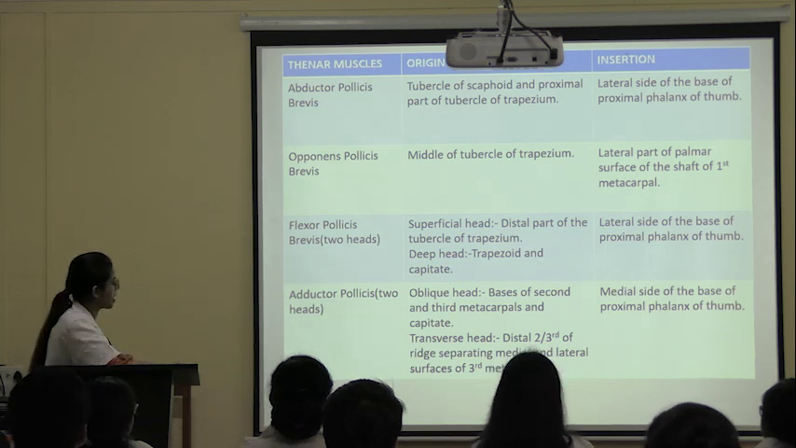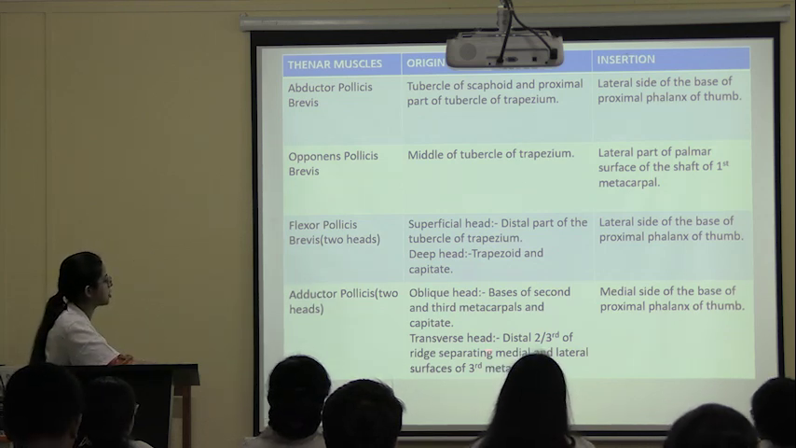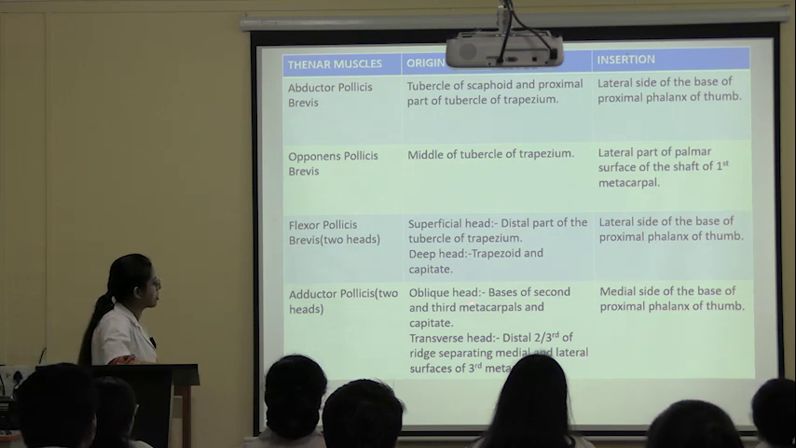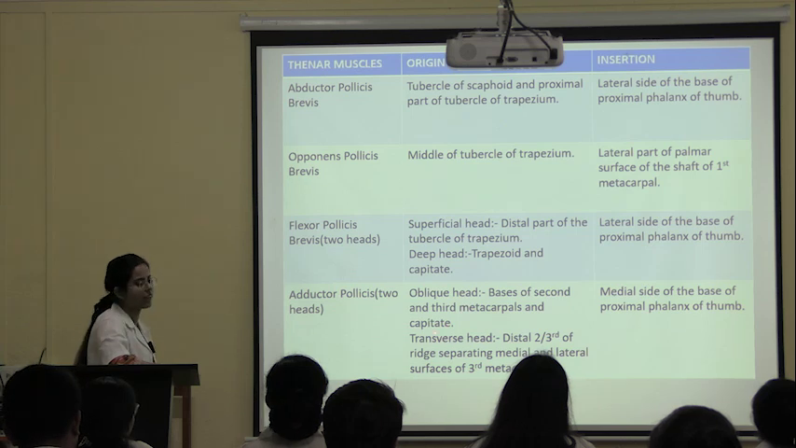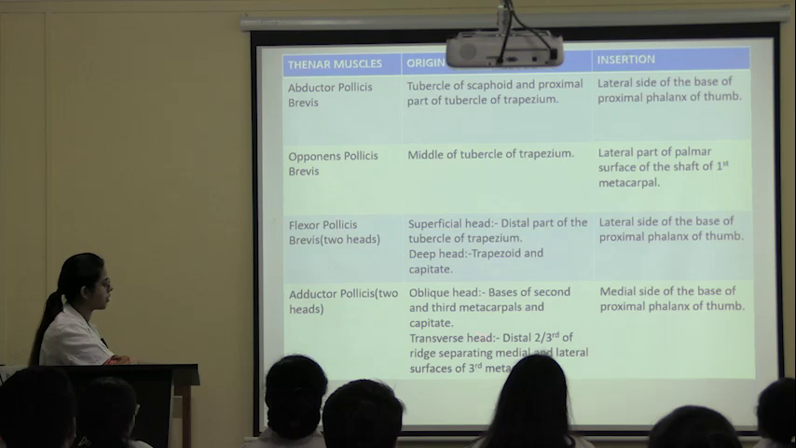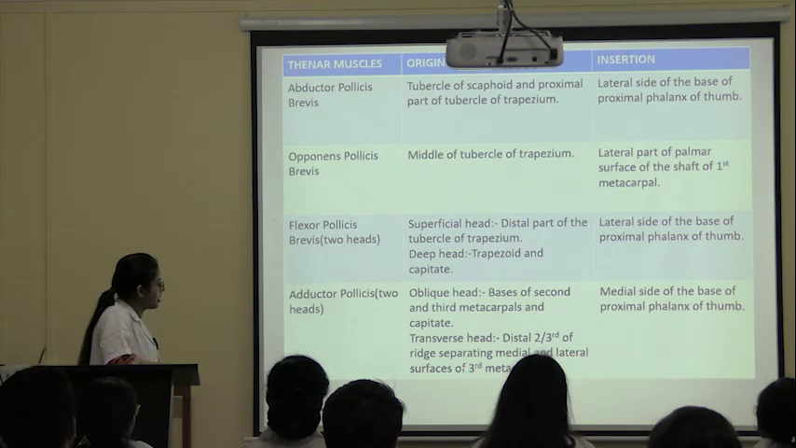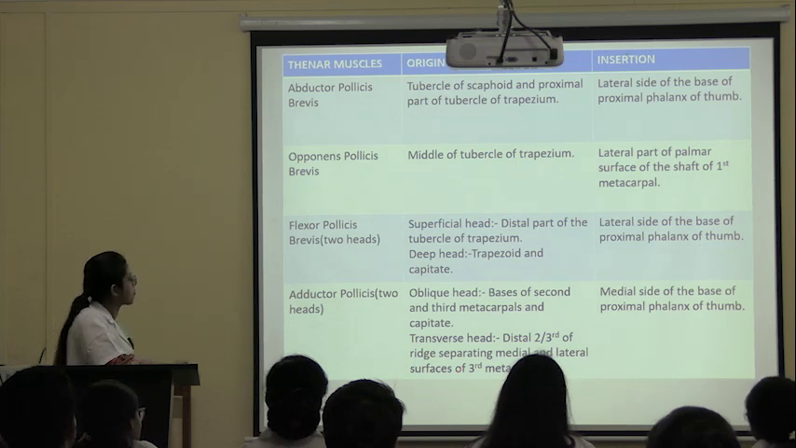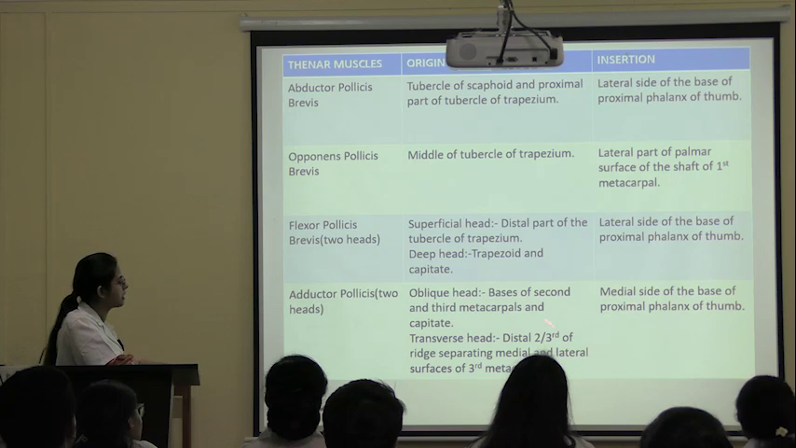Okay, so it has two heads, the oblique head and the transverse head. The oblique head originates from the bases of the second and third metacarpals and the capitate. And the transverse head originates from the distal two-thirds of the ridge separating the medial and lateral surfaces of the third metacarpal, and it is inserted on the medial side of the base of the proximal phalanx of the thumb.